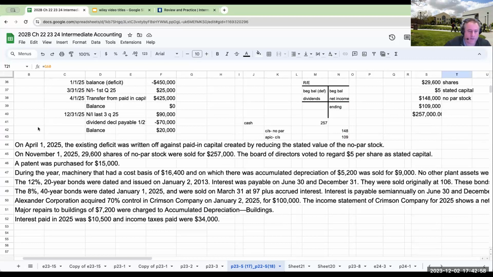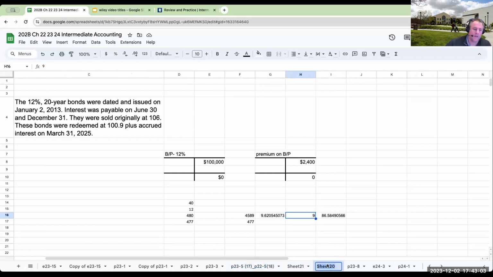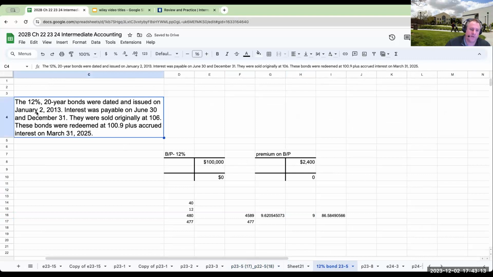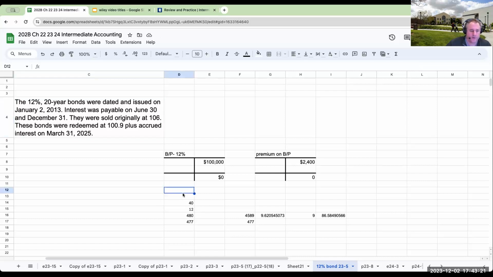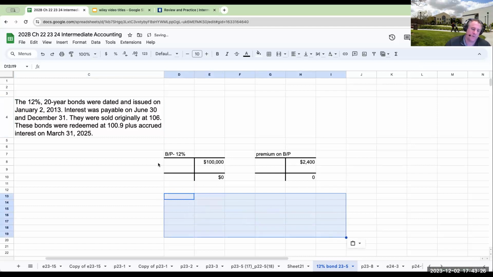Okay, so let's go to reason 1 why I'm going through and redoing this video. So here's the 12% bond for this question. The 12% 20-year bonds were dated and issued on January 1st, 2023. The interest was payable on June 30th and December 31st. These bonds were originally sold at 106. These bonds were redeemed at 100.9 plus accrued interest on March 31st, 2025.